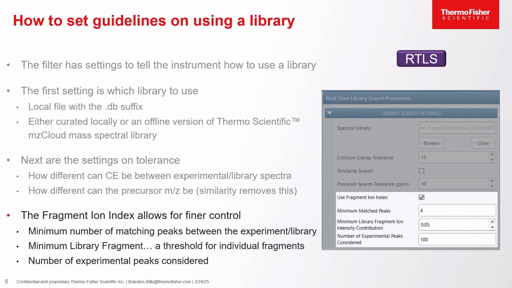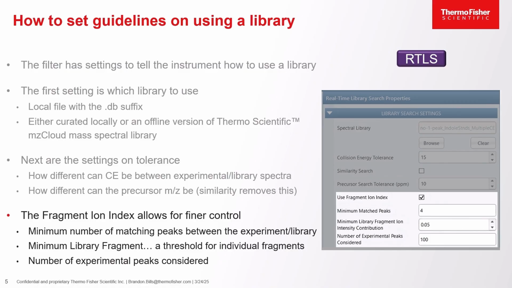The fragment ion index gives you some finer control about how the instrument uses the fragments within the library. For example, the minimum number of matching peaks between the experiment and library means that you must have at least that many peaks matched or it won't generate a score. For example, this says 4, so you must have 4 fragments that are in both the experiment and the library or no score will be generated.